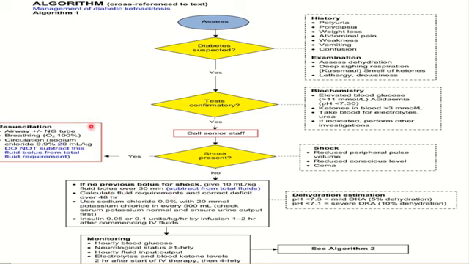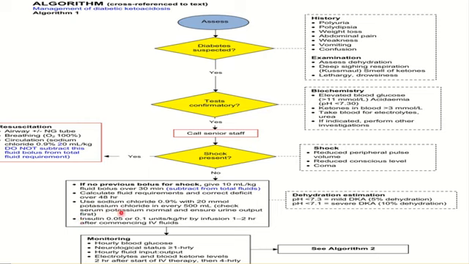Now if the child is in shock, you will give 20 ml per kg, right? You will not subtract this from the total fluid. But if the child is not in shock, the initial 10 ml per kg you are giving, that you will subtract from the total amount of fluid.